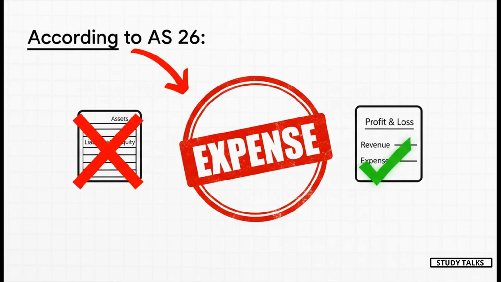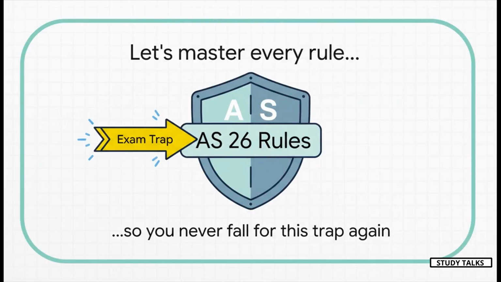But according to Accounting Standard 26, the answer is a hard no. Absolutely not. It's an expense, and it goes straight to the profit and loss account. Getting this wrong is a guaranteed loss of marks, and honestly, it's a mistake we are going to fix right now for good.